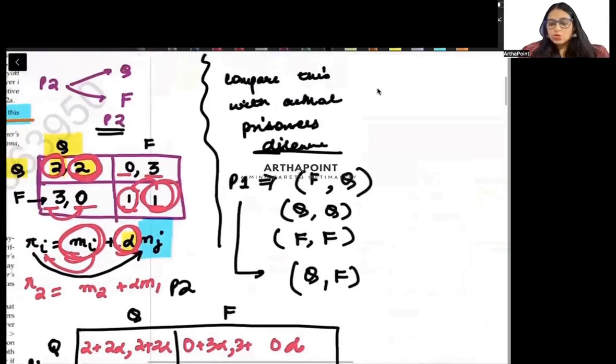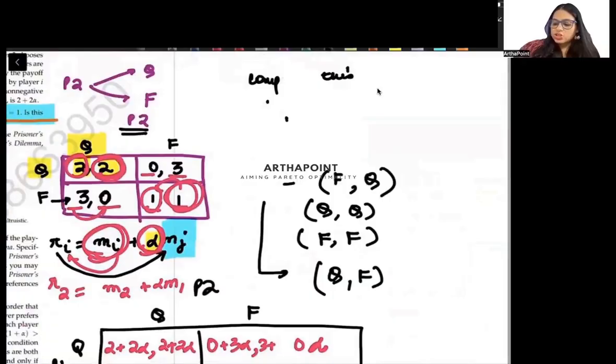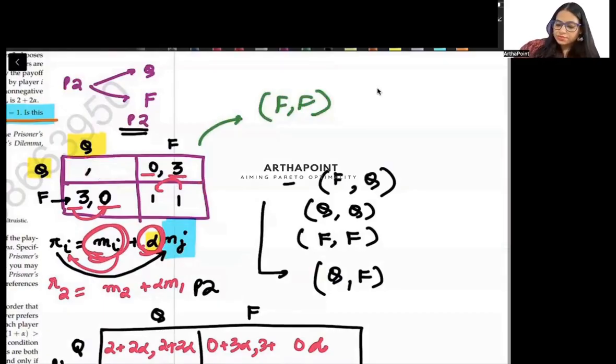And when we did the actual prisoner's dilemma, the Nash equilibrium was coming out as Fink, Fink. This was coming out as Nash equilibrium. Just putting 2 here. This was coming as Nash. So what is the property of prisoner's dilemma?